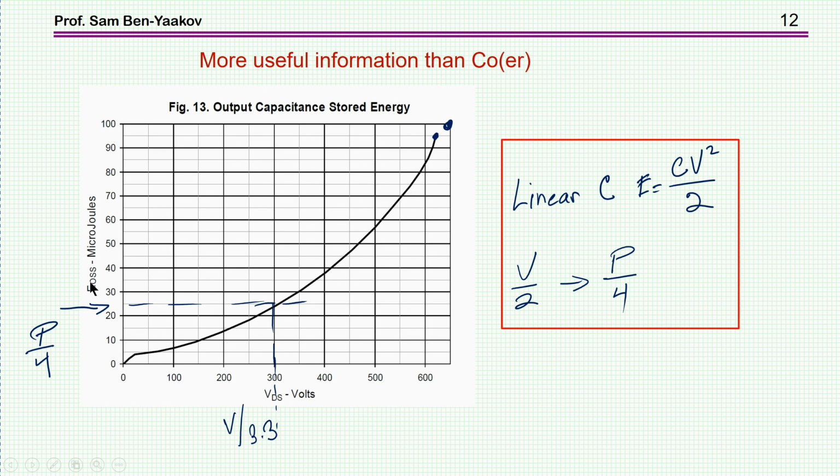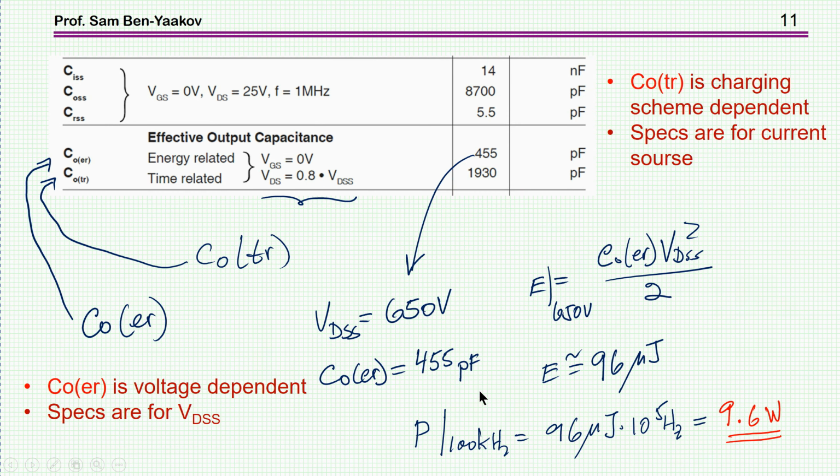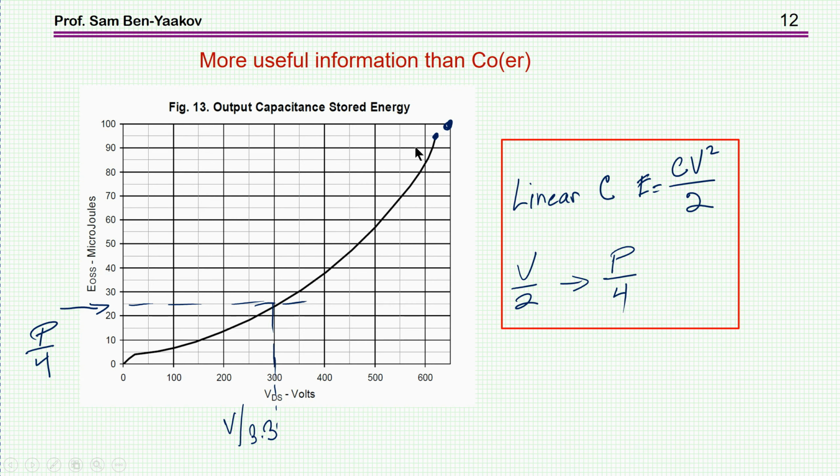Now in energy units, forget about capacitances. This is just the energy stored in the transistor for any given voltage. And 650, it's about here, is about 100 microjoule. We found that it's 96, okay? So it's pretty much the same.